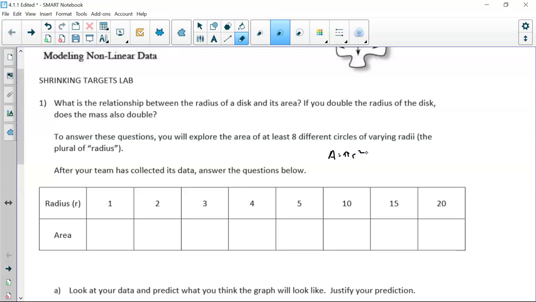So if our radius is 1, it's going to be pi times 1 squared, so it's going to be pi. If our radius is 2, it's going to be pi times 2 squared, which is 4 pi. Radius is 3: pi times 3 squared, which is 9 pi. Radius is 4: pi times 4 squared, which is 16 pi. Pi times 5 squared is 25 pi.